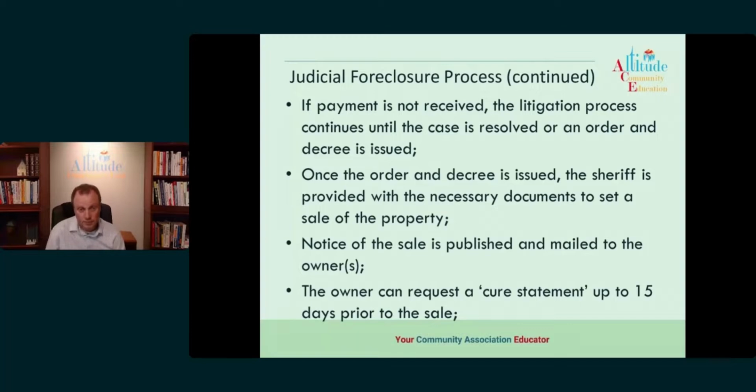But from a strictly statutory understanding, they have up until 15 days to request that cure statement, and they have up until the date of the sale to actually provide the money. Sorry, the day before.